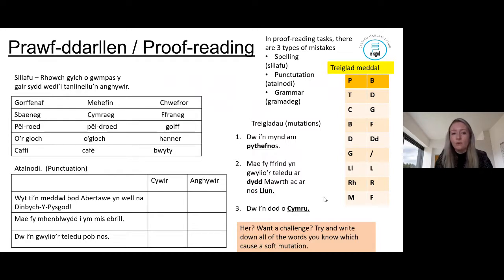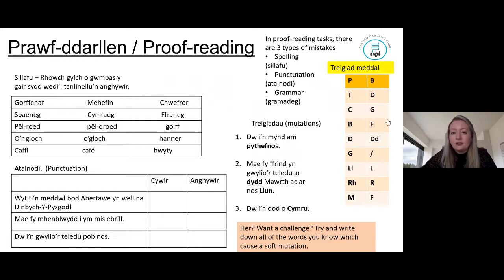Rhif pedwar, number 4, o'r gloch, o hanner. Which one is incorrect? So all of those are to do with time. And the last one, caffi, cafe, o bwyty. So all of them Welsh words to do with places you can have food, bwyd. Which one is incorrect and why? Okay, so I don't mind what order you do with them. Just write your answers in the chat.